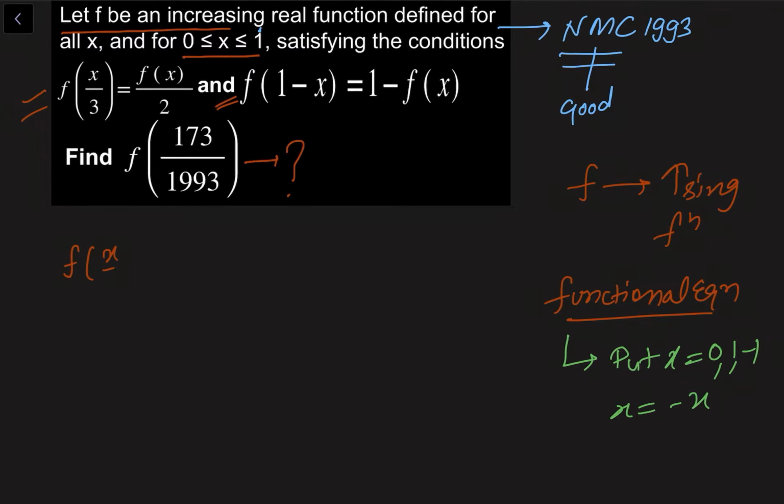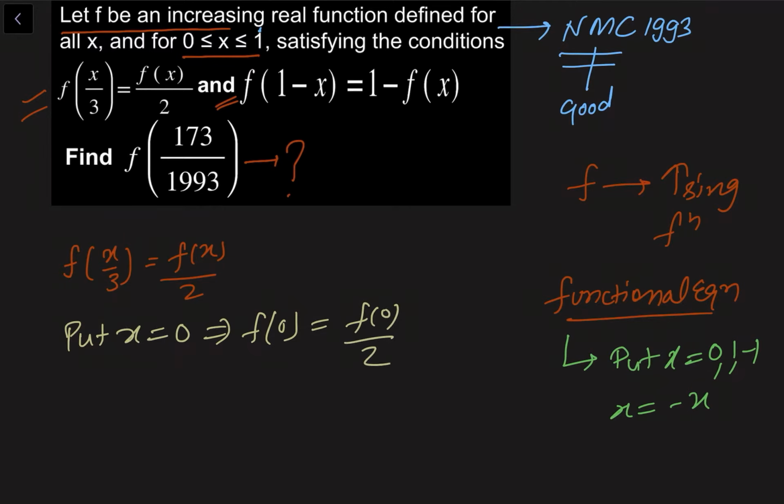So it is given that f of x by 3 is equal to f of x, whole divided by 2. Now here let's put x equal to 0 and see what we are getting. f of 0 is equal to f of 0 by 2. So from here I can say that f of 0 is 0. Well and fine. So we get one piece of information.